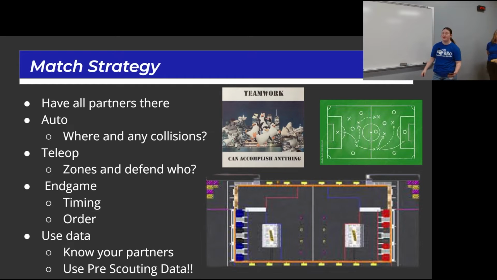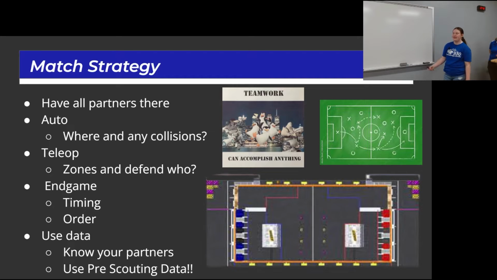And then teleop. There are so many different options you can choose when talking about teleop. You could have teams play in zones, have a defense bot, have people go in lines and just avoid each other. But you want to have this conversation because you want to know what you are going to tell your drivers, and what you are going to tell your human players to do in the match. So just make sure everybody's on the same page and they know where they're going.